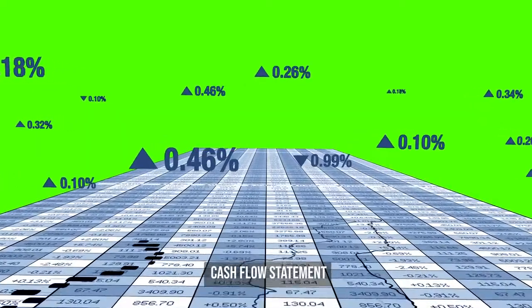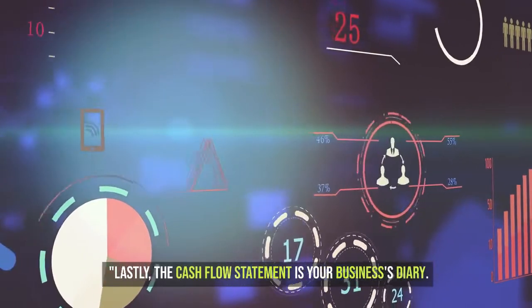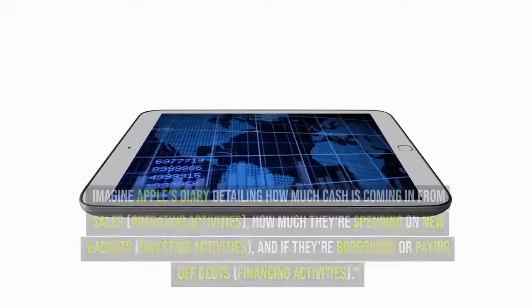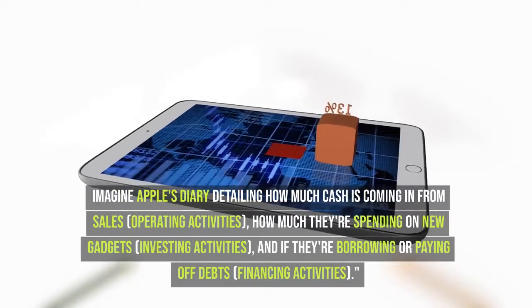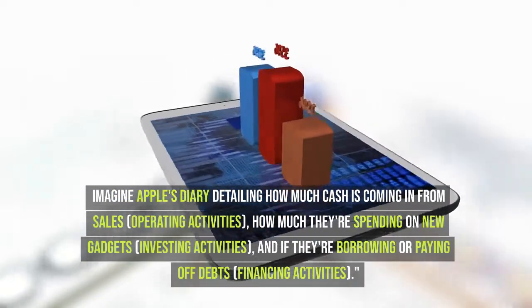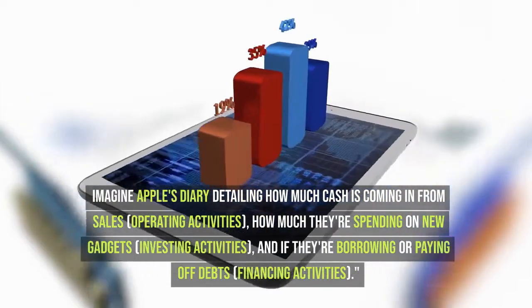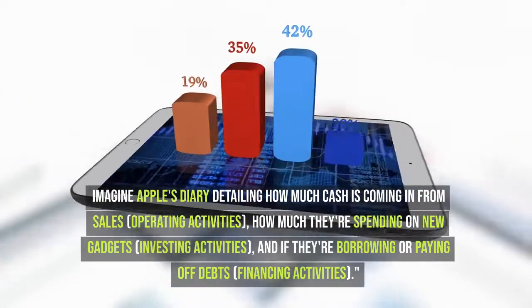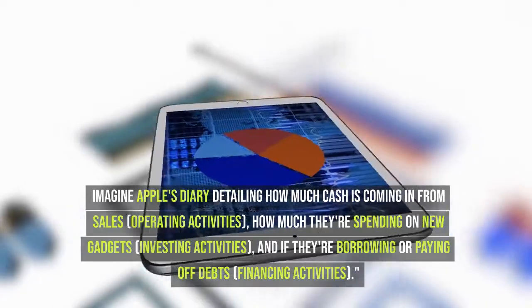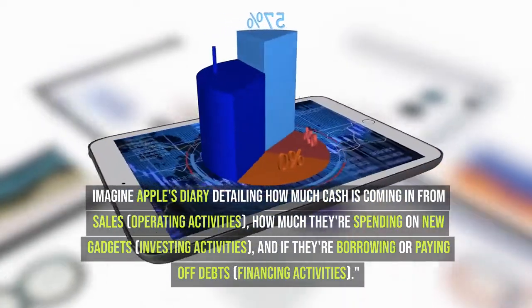Cash flow statement. Lastly, the cash flow statement is your business's diary. Imagine Apple's diary detailing how much cash is coming in from sales, operating activities, how much they're spending on new gadgets, investing activities, and if they're borrowing or paying off debts, financing activities.